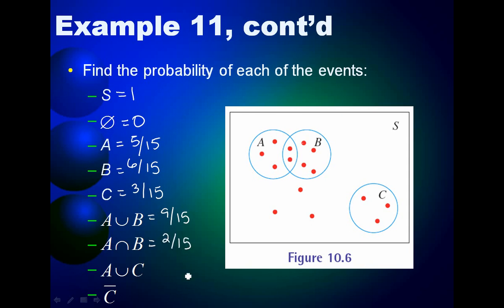2 out of 15. A union C. So family A comes together with family C. A has 1, 2, 3, 4, 5 dots in it. C has 3 dots in it. So that's a total of 8/15. The complement of C, so not in C. Well, we have 3 in C, so that means we must have 12 that are not in C.